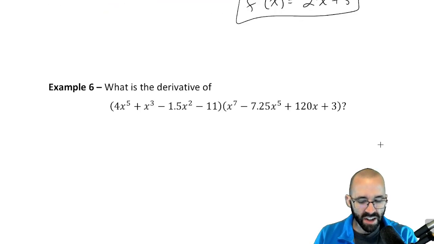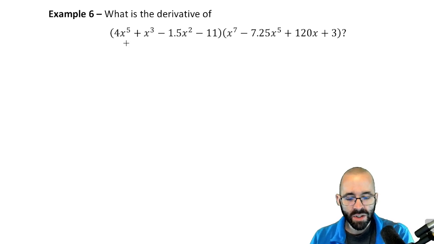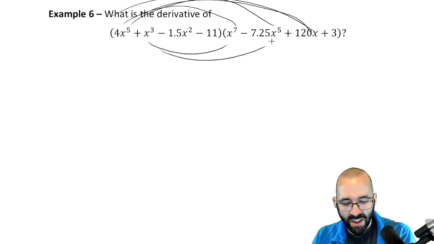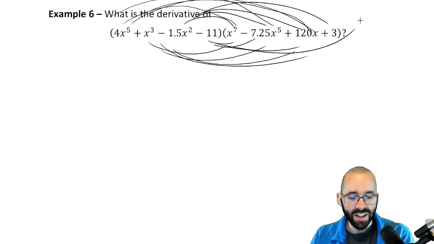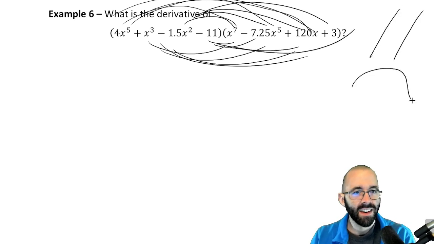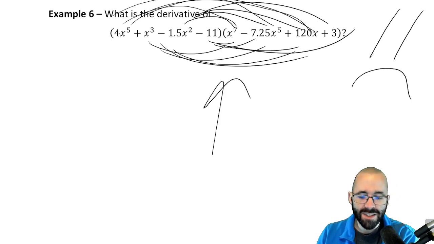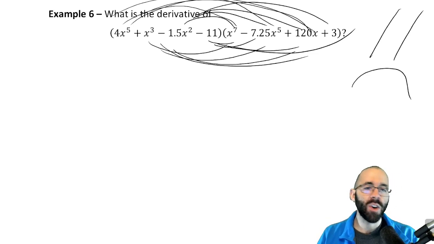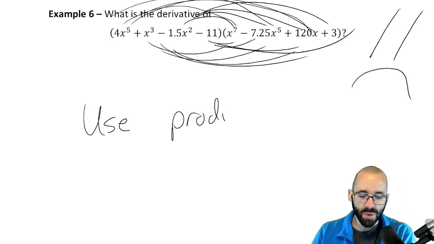Well, now we get to example 6, of course, and what is the derivative of this function? Well, we could multiply it all out, do this pairing and this pairing and this pairing and this pairing, and then this and this and this and this. Okay, nobody wants to do this. But the good news is that we don't have to. There is a product rule. We don't always have to multiply things out. We're going to use the product rule, which I'll tell you right now.